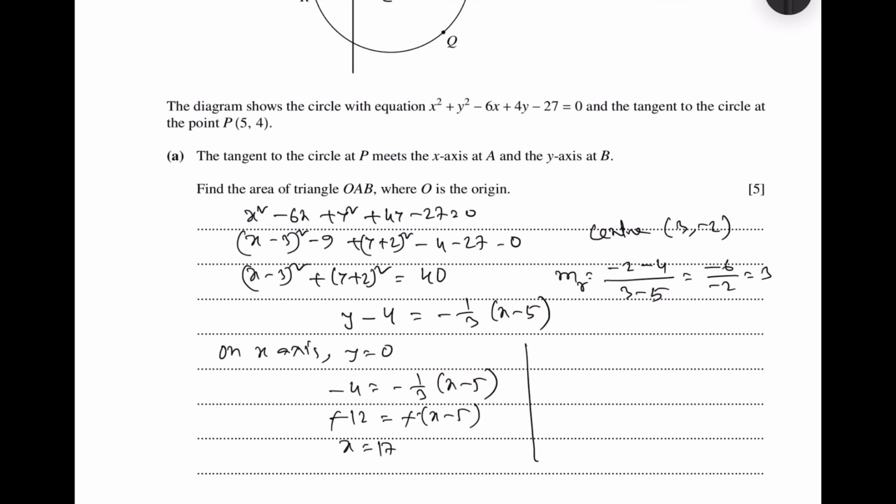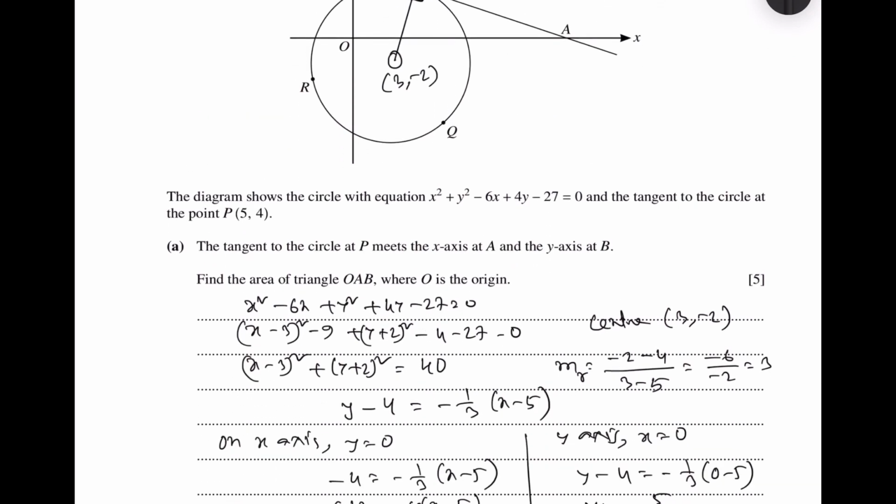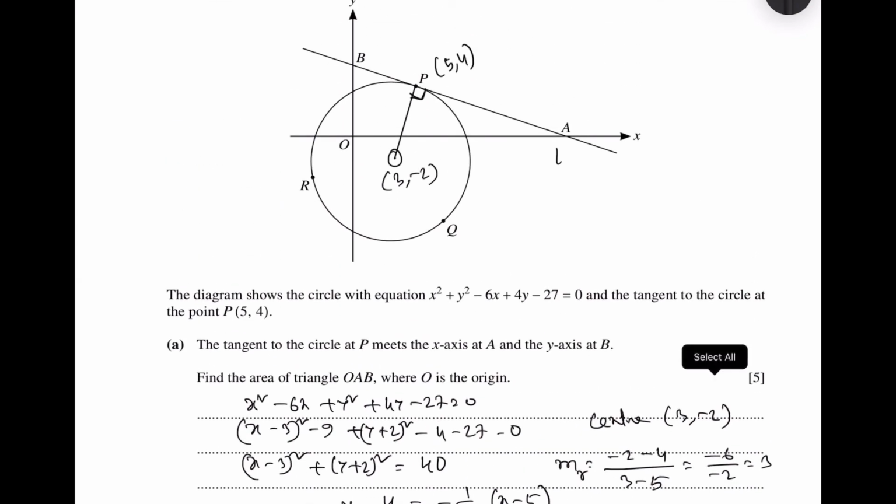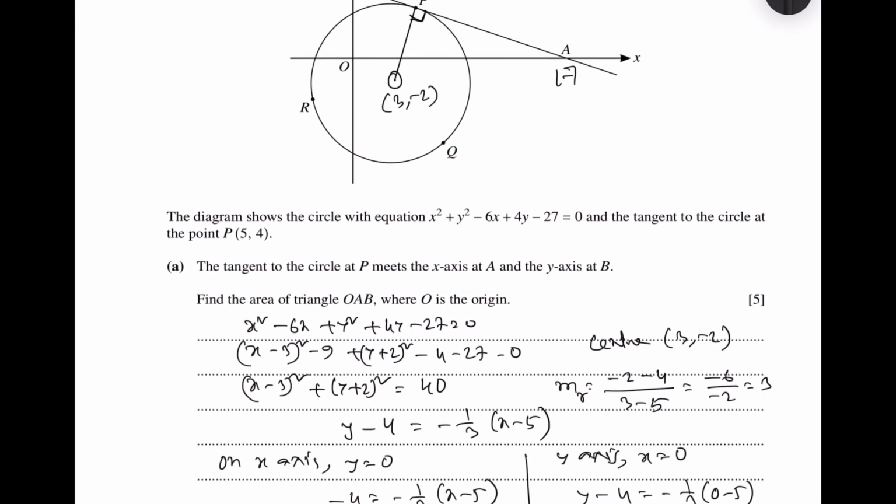Now if it meets at y-axis x equals to 0, so let me put x equals to 0, y minus 4 equals to minus 1 by 3, 0 minus 5, so it is becoming y minus 4 equals to 5 by 3. So y equals to 4 plus 5 by 3, 3 4 is 12, 12 5 17, so 17 by 3. So x equals to 17, this is 17 and this is 17 by 3.